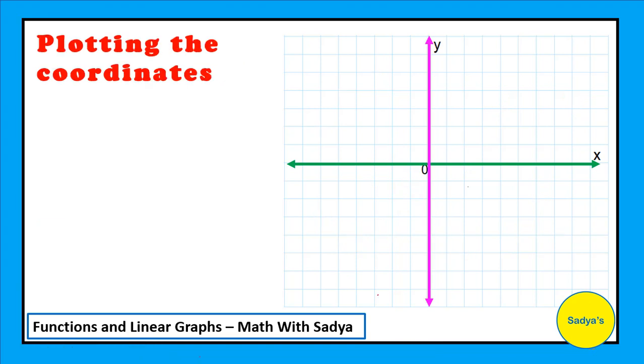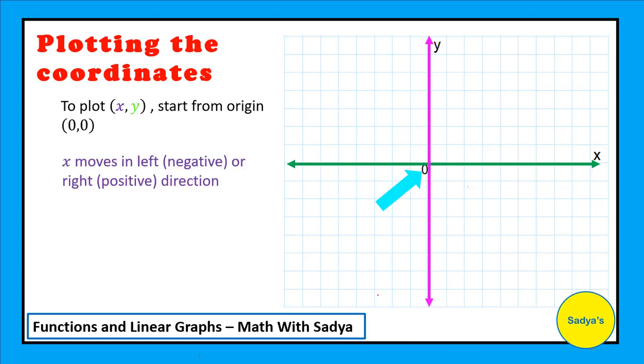Now let's see how we can plot the coordinates. Let's suppose we are given a coordinate x, y. To plot it, we start from the origin. Remember where the origin is? Exactly where the two axes or the two lines intersect each other. That point is known as origin, and at origin both x and y are 0.